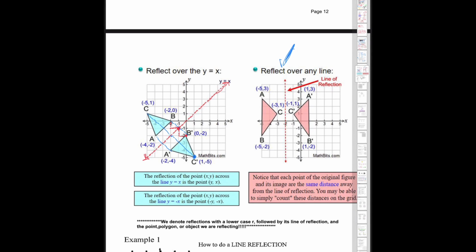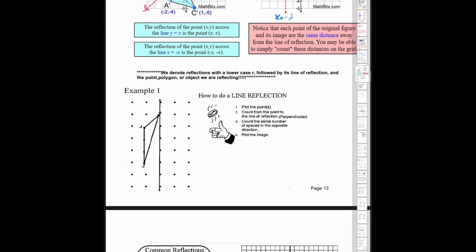And now this is just reflecting over any line. So it's not always going to be the y-axis, the x-axis, or y equals x. You may see an instance where it says, okay, let's reflect over the line x equals 2, or x equals negative 2, sorry. You would do the same thing. You count how many boxes away it is. So this is 1, this would be 1, and then same thing goes for all points. So let's take a look at an example down here.